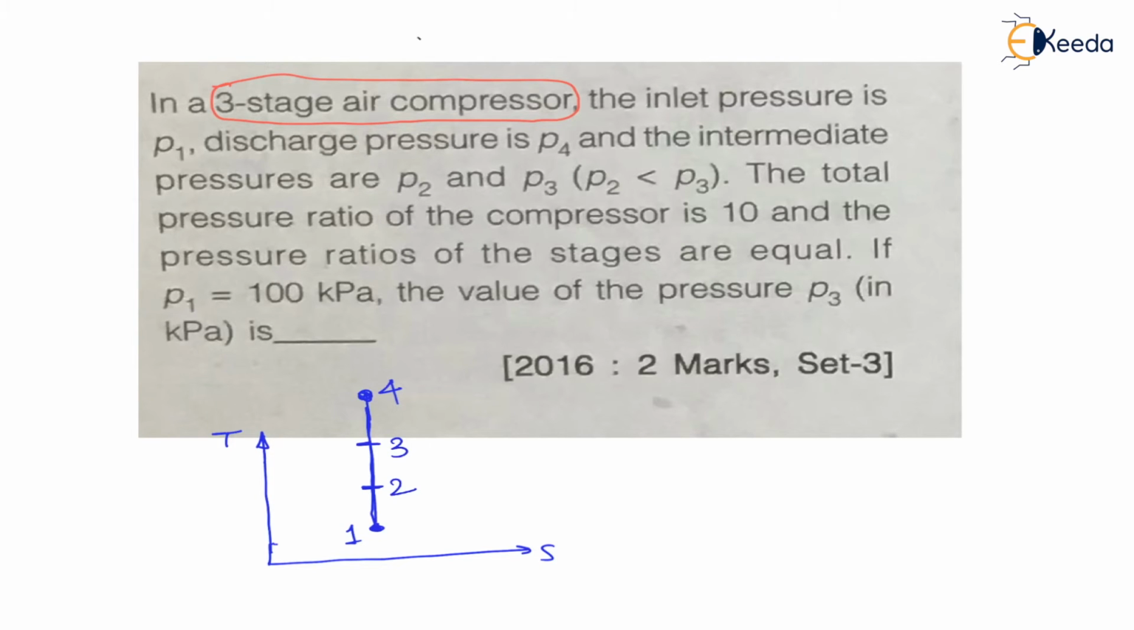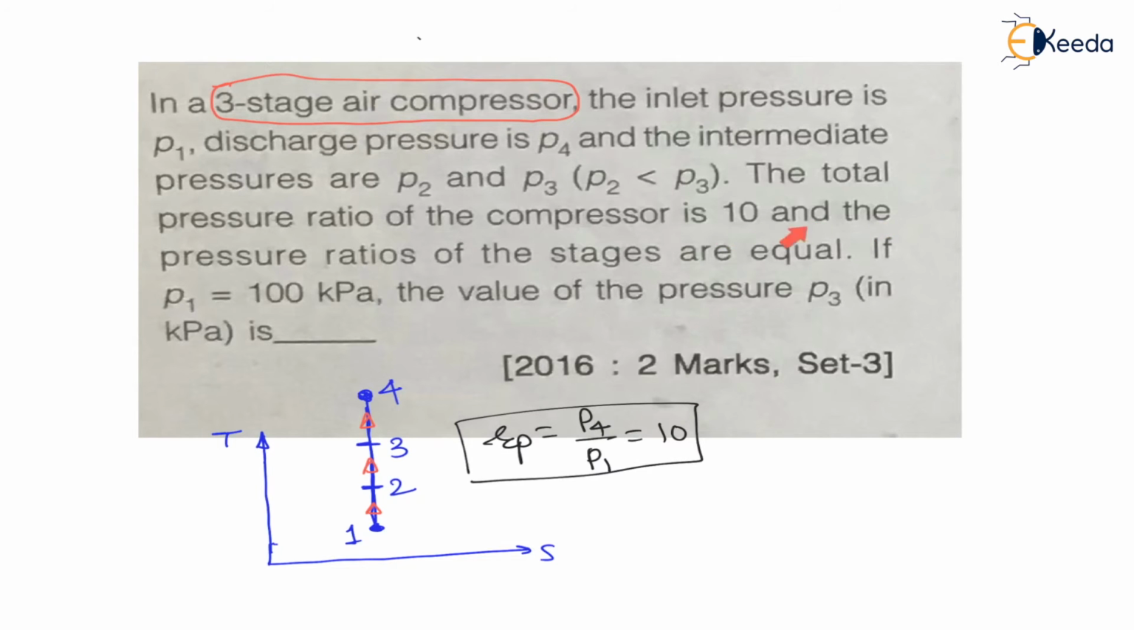Here, my dear students, 1 to 2 is one compressor, 2 to 3 is another compressor, and 3 to 4 is another compressor. That means there are 3 stages of compression: 1 to 2 first compressor, 2 to 3 second compressor, 3 to 4 third compressor. And they are mentioning that the total pressure ratio of the compression is 10. Total pressure ratio RP, which is nothing but maximum pressure P4 divided by minimum pressure P1, is equal to 10. This is given.